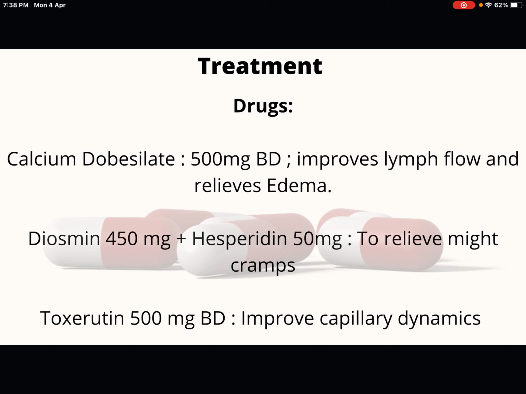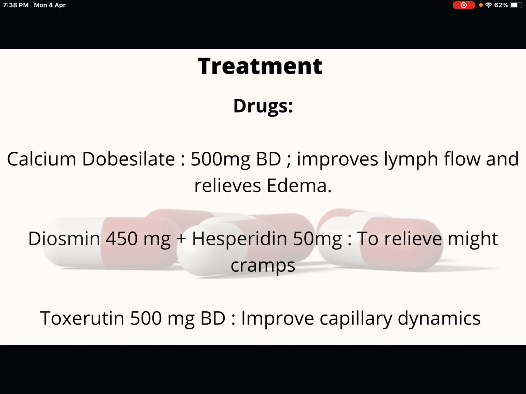Calcium dobesilate, that is 500 mg BD. It will improve the lymphatic flow and it will relieve the edema. Calcium dobesilate, 500 mg BD. Improves lymph flow and relieves edema.